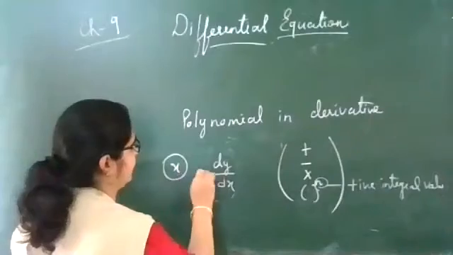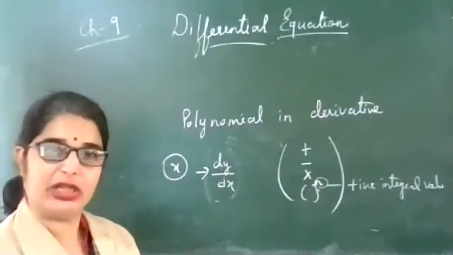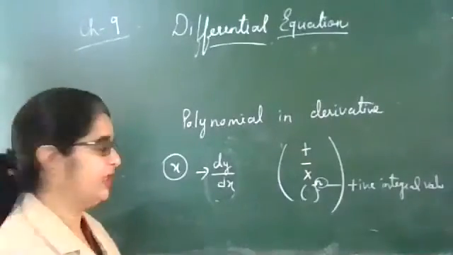So instead of x, we will have dy by dx, or d square y by dx square, or d cube y by dx cube, whatever. But it should be a differential equation, because the power can change.